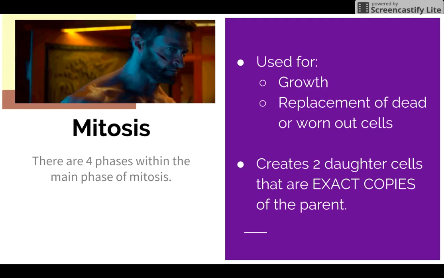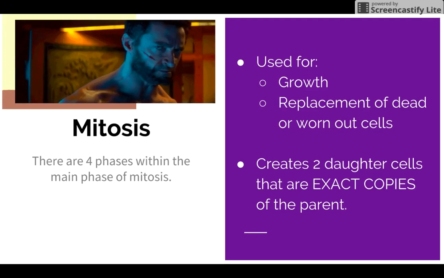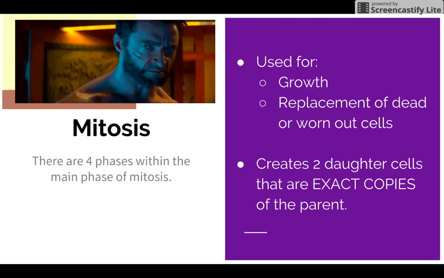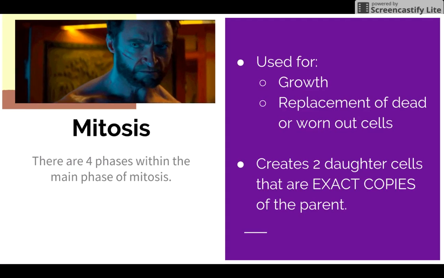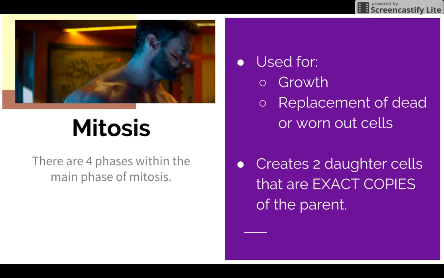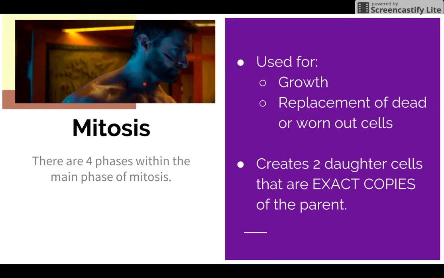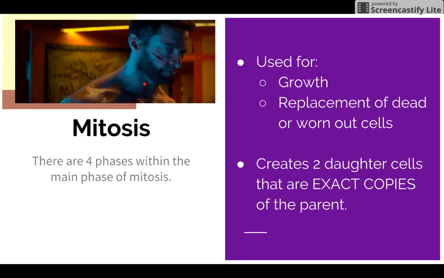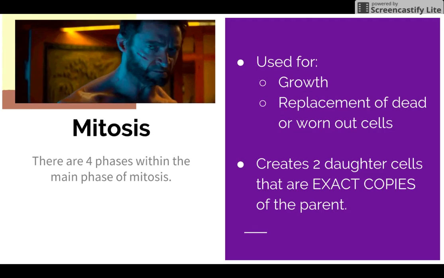Okay, Wolverine here needs to replace those cells. Super healing factor. He's healing very quickly, as you can see on the scar on his face. He just got cut, he's mad, but not a huge deal. He heals up very quickly. So he's replacing those worn out cells that have been cut off his face.